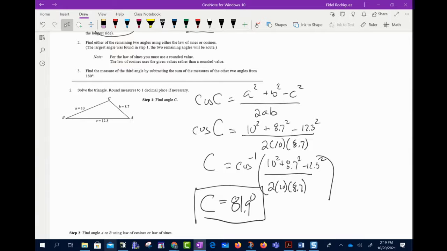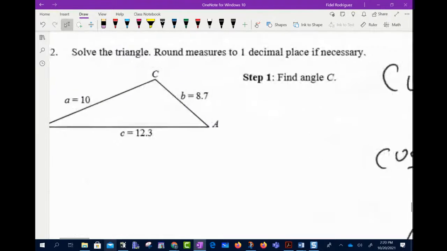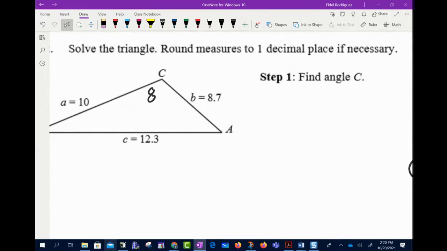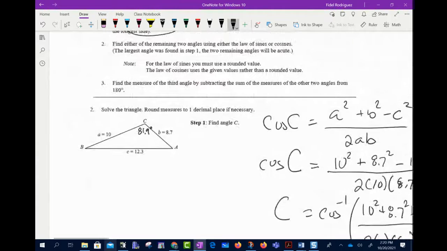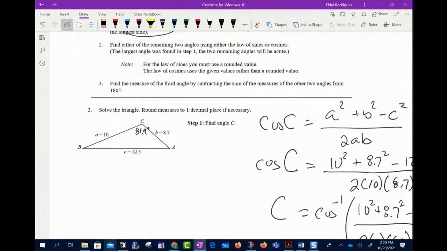Okay, so we found our angle C again using the law of cosines, right? So right here, y'all, I'm just going to zoom in real quick, and I'm going to write this as 81.9 degrees. Okay, so we got my triangle here. Look at step number 2. Step number 2 says find either of the two remaining angles either using the law of sines or the law of cosines. So we need to find either A or B. Okay, either A or B.